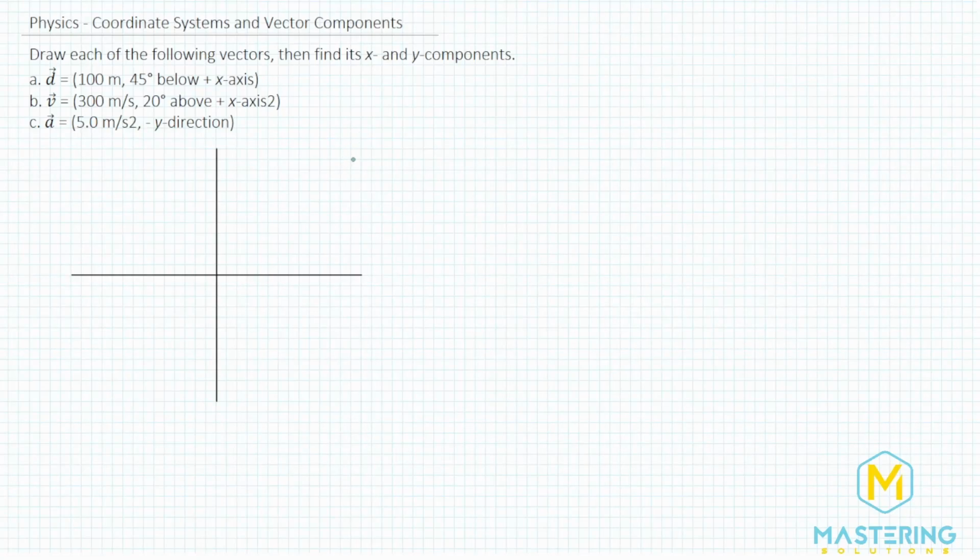Welcome to Mastering Solutions. In this coordinate systems and vector components problem, they give us three vectors, d, v, and a, and they ask us to both draw them and then find the x and the y components. So first, let's just go quickly through and draw these.